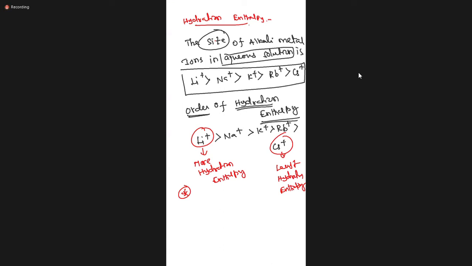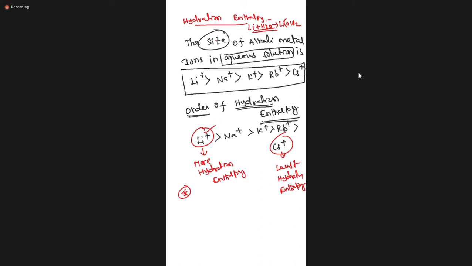Whenever lithium reacts with water, it will form LiOH. So this is the size of the alkali metal in aqueous medium. Whenever lithium is dissolved in water, its size is larger compared with cesium. That's why the hydration enthalpy of lithium plus is more than that of cesium.